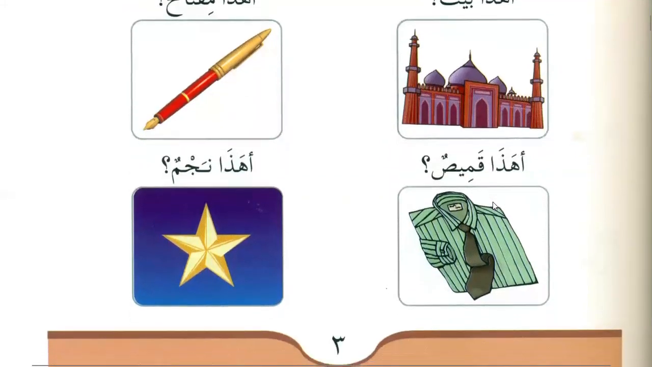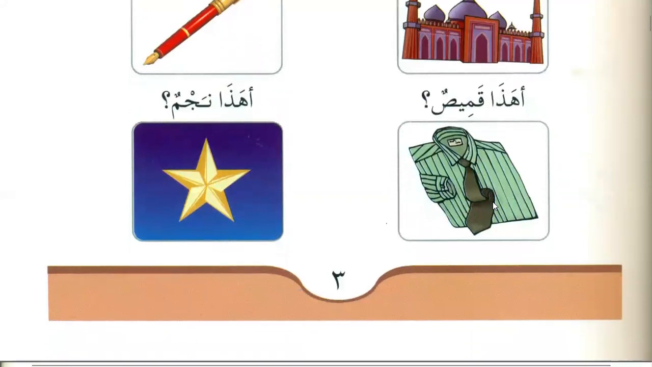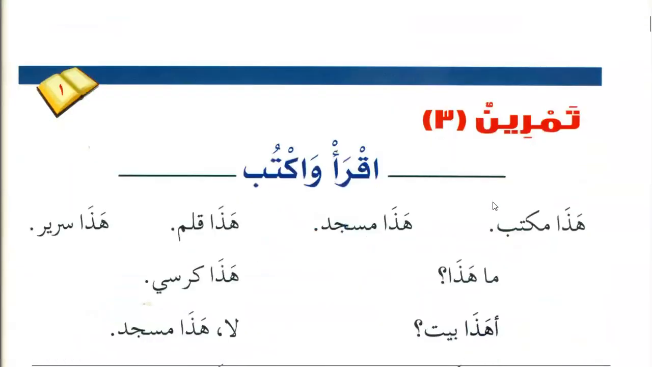Ahada khamisun? Is this a shirt? Naam, hada khamisun. Yes, this is a shirt. Ahada najmun? Is this a star? Naam, hada najmun. This is a star.